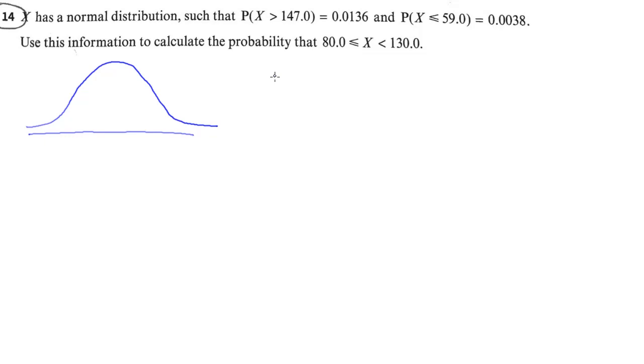Okay, so in problem number 14, we're going to have to find the mean and the standard deviation. They give us the probability that x is greater than 147 is 0.0136. That means it's not very big. It's over here, this little space. It's above it. But once we do that, we can figure out that 0.9864 must be below it.